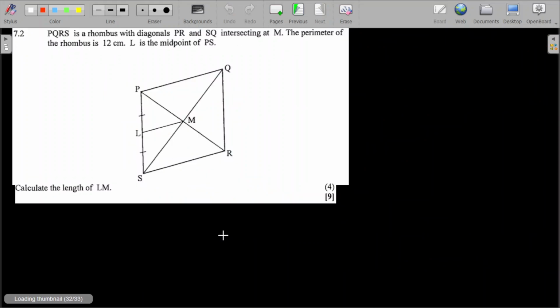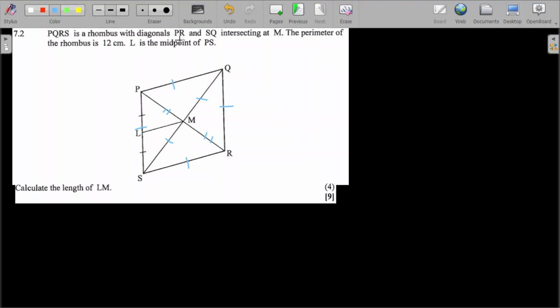Now, let's go to this one. Here, we are saying PQRS is a rhombus. Another thing, very important, the properties of the rhombus are saying all these sides are equal, including PS here. Those are the properties of the rhombus. And also, we know that the diagonal lines are also equal. So this one is also equal to that one, but this one is also equal to that one. Those are the properties of the rhombus.